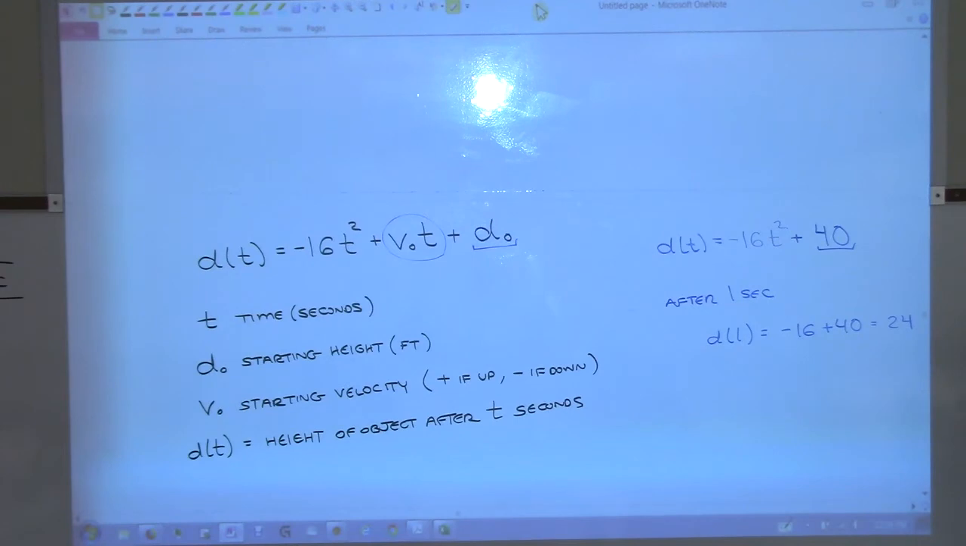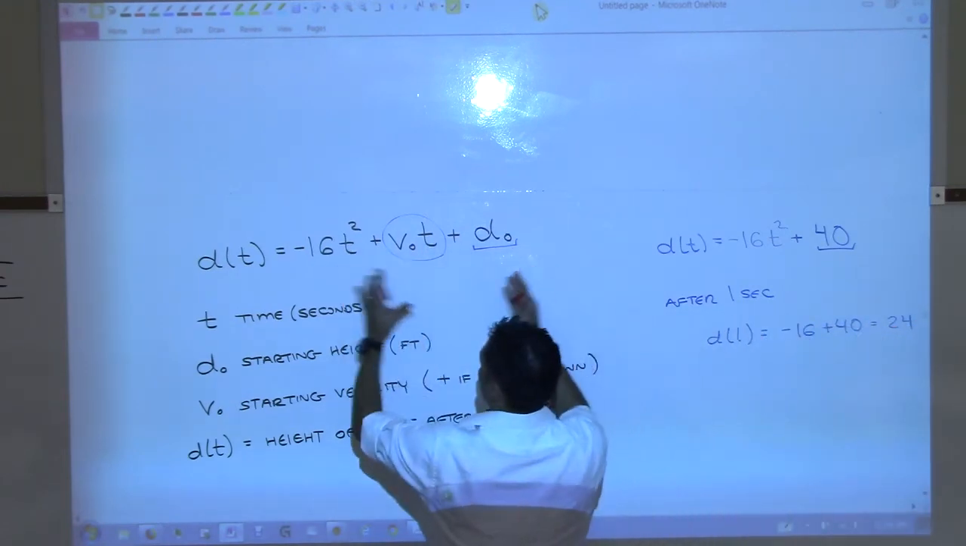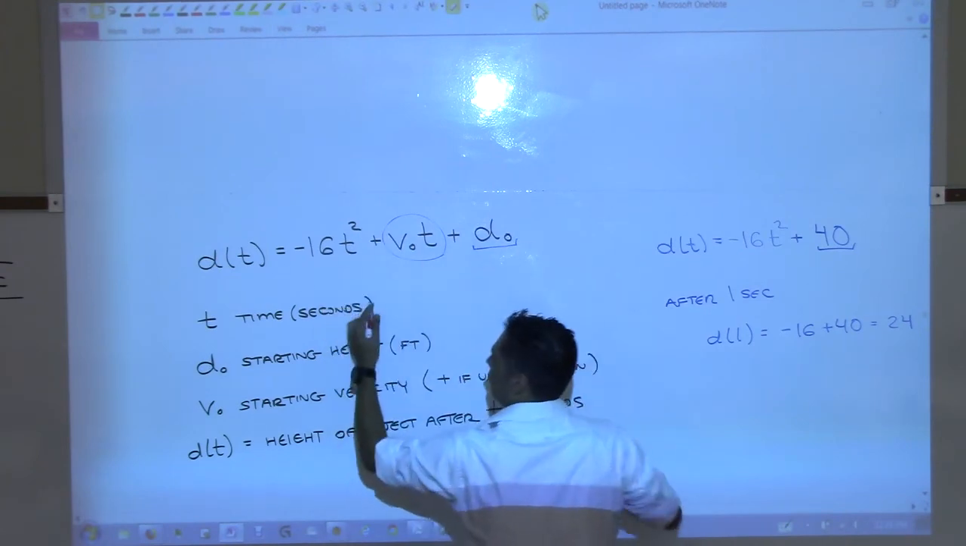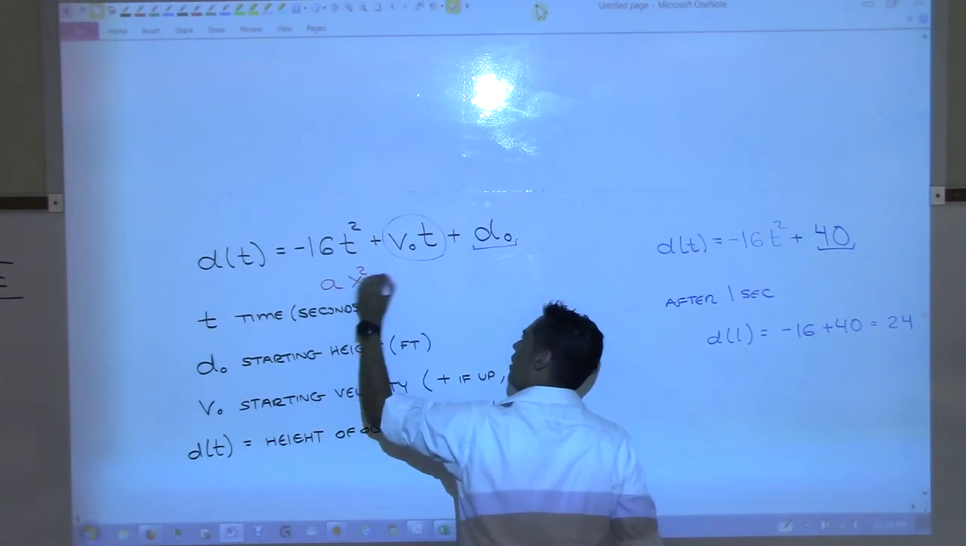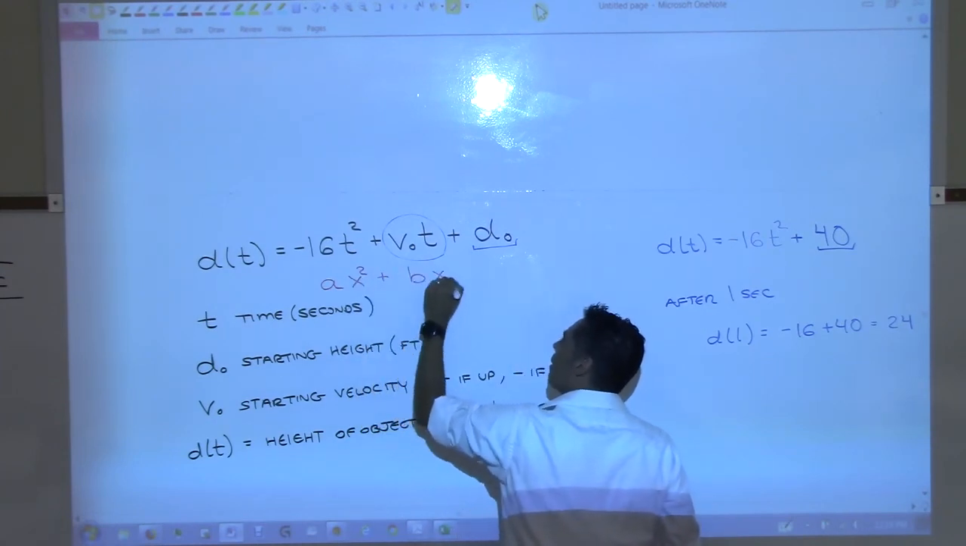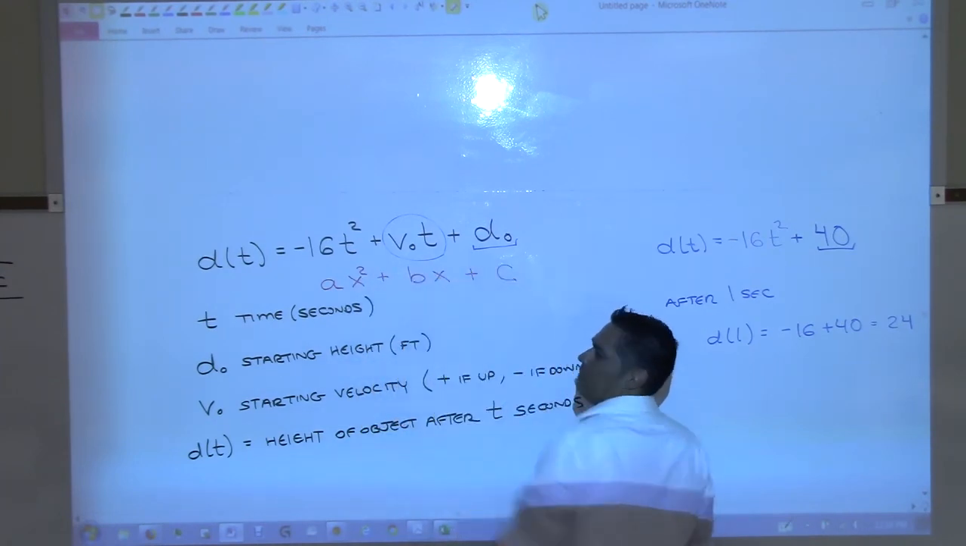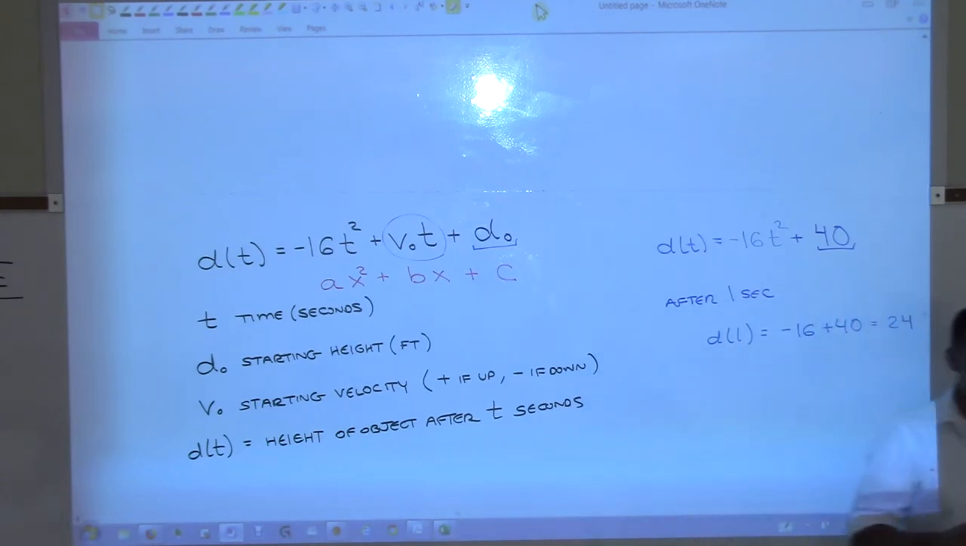So, but do you recognize this? I mean, do you recognize this? Does it look like something to you? Yeah, doesn't this look like ax squared plus like some number in front of a variable plus some number by itself? I mean, isn't that just a quadratic function?